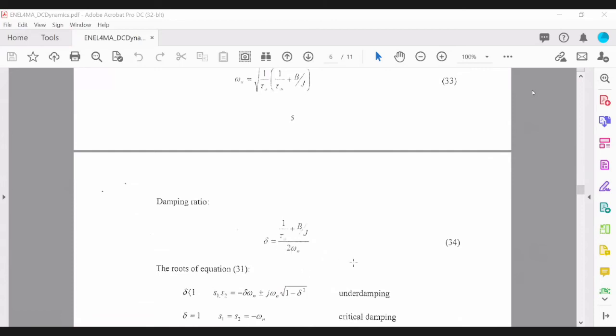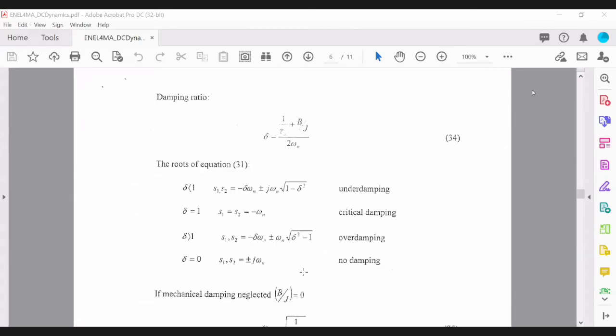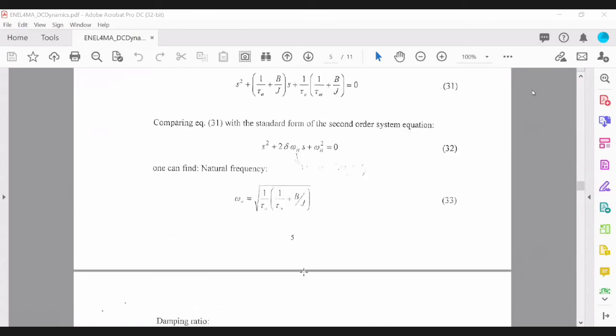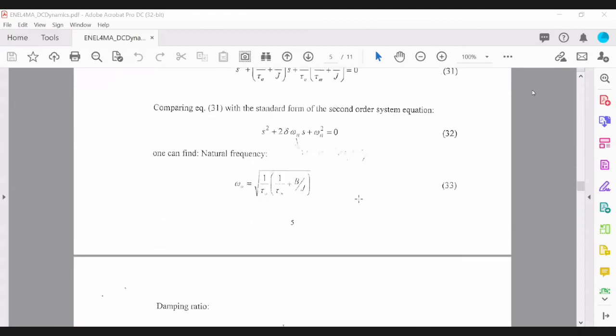Just to confirm those variables here: omega n equals 1 over the square root of tau a tau m, right? And delta is 1 over tau a plus B over J, divided by 2 omega n. So the roots of equation 31, you basically have two roots, S1 and S2.